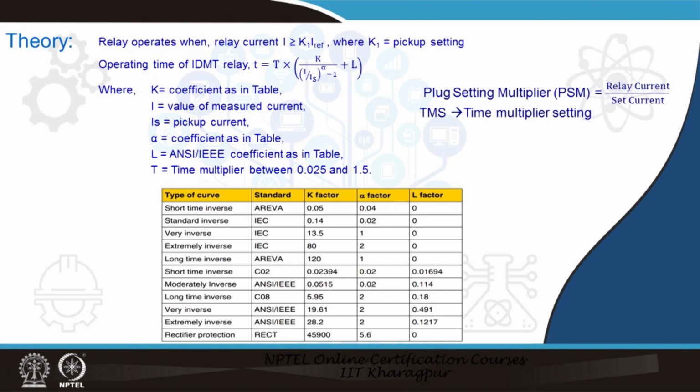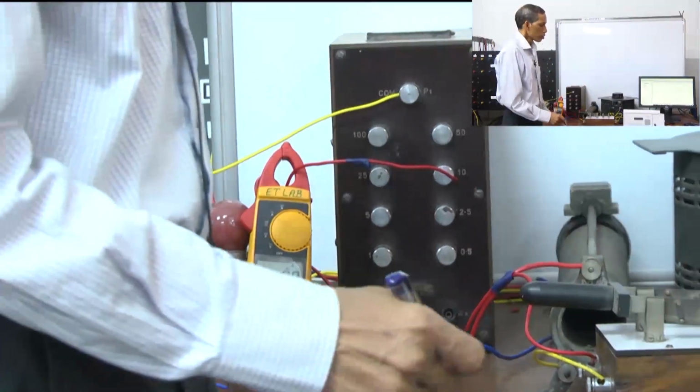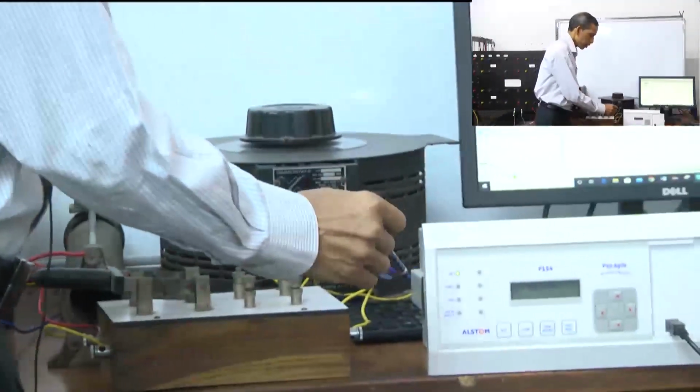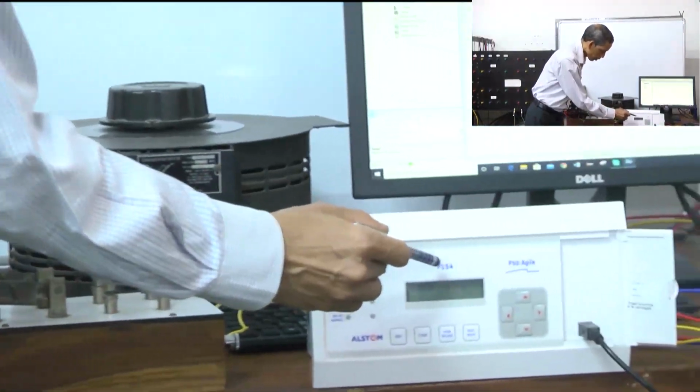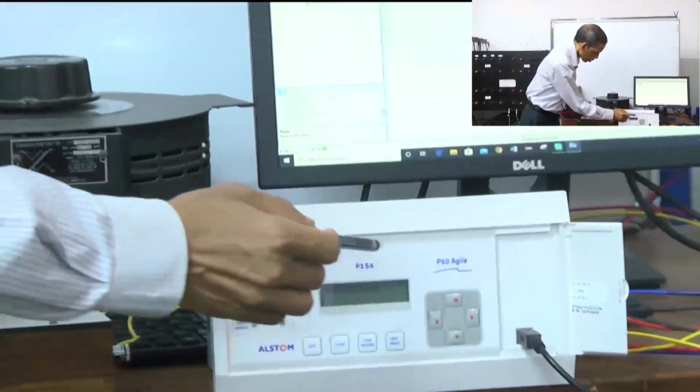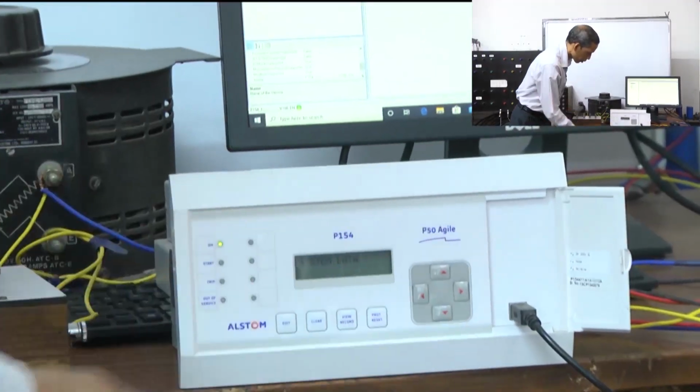Now, in the setting perspective, we will have the corresponding different relay settings, and then we will proceed to the observations and demonstration part. So, we will verify this relay characteristic. Our relay is P154 Alstom, and this is a P50 Agile series.